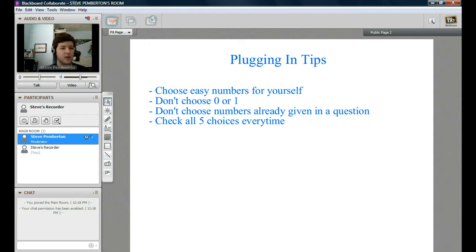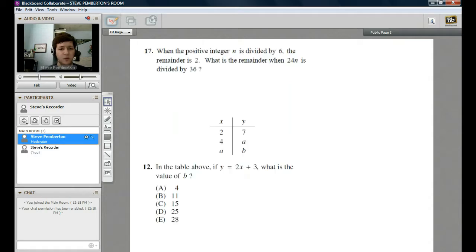We'll see why these rules apply once we get fully used to plugging in, but for now, let's just get them ingrained. We need to understand them as soon as possible. Let's look at a couple more plugging in questions, a couple other scenarios where it can apply. So number 17, we see it says when the positive integer n is divided by 6, the remainder is 2. What is the remainder when 24n is divided by 36?